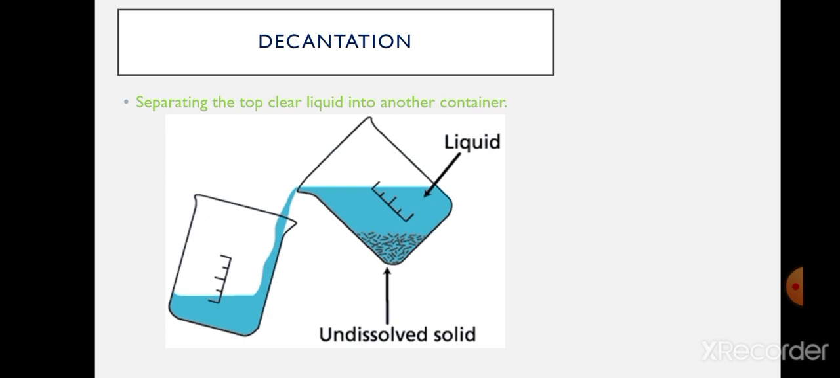Next we have decantation. What is decantation? This is followed after sedimentation. After the sediments settle down, the water in the top part of the glass becomes clean, and it is poured gently, tilting the glass. We can take the top clear liquid into another container. This process is known as decantation.